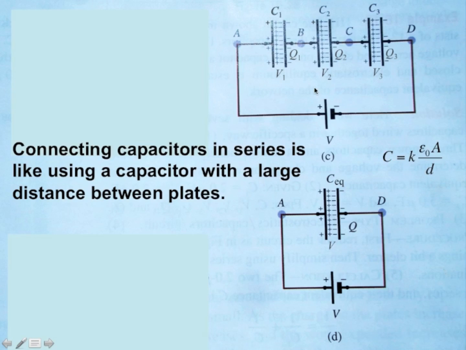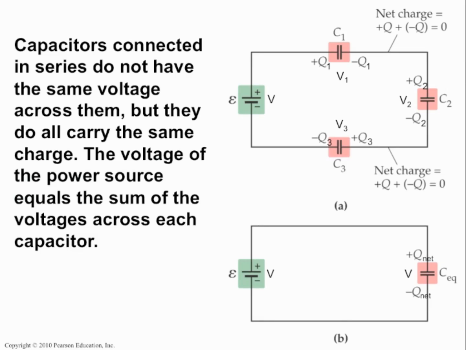And so if you have a bunch of capacitors in series, the effect is similar to increasing the distance d, or using a capacitor with a large distance d, so you're going to get a smaller capacitance. And sure enough, what happens when you connect capacitors in series is you're decreasing the overall capacitance, or C_eq, the equivalent capacitance of the circuit. Capacitors connected in series do not have the same voltage across them, but they do all carry the same charge. The voltage of the power source equals the sum of the voltages across each capacitor.